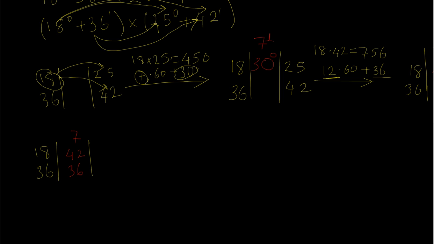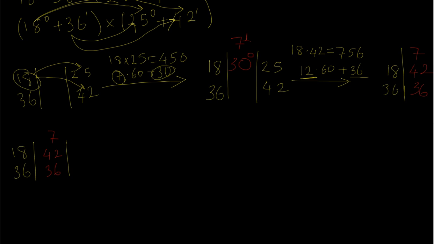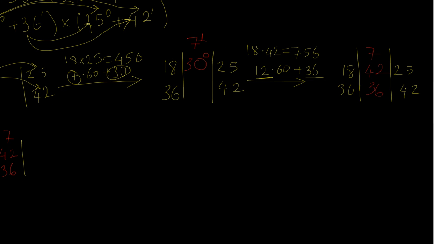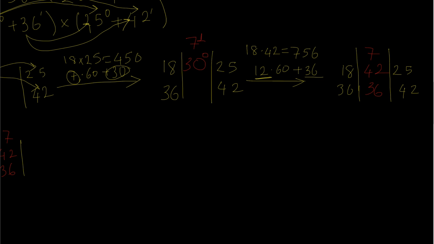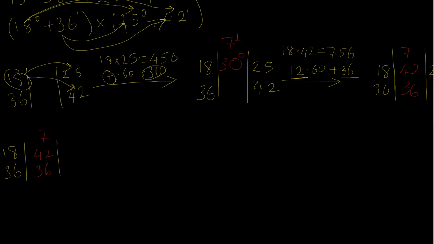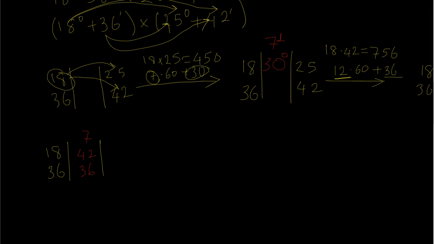Okay, and then you see the number 25 degrees and 42 minutes. It was aligned with the number on the left, but now we are going to shift it one position down, and the reason for that is that the next number that we are going to multiply with is one order lower.